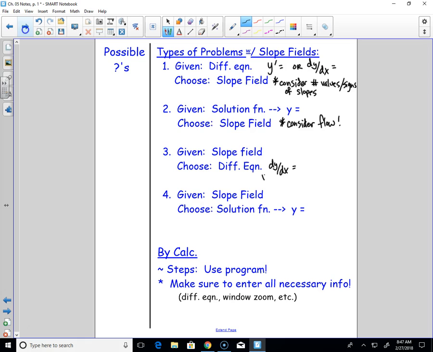In which case I would probably try to say, think number value, signs of the slopes, and/or antiderivative flow. But warning, remember we can't always antiderive.